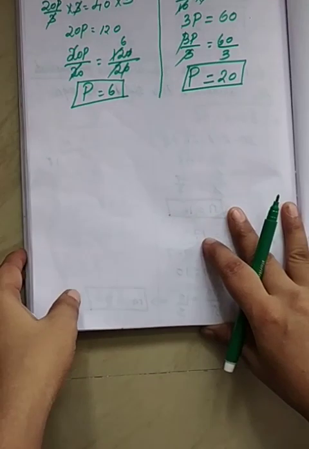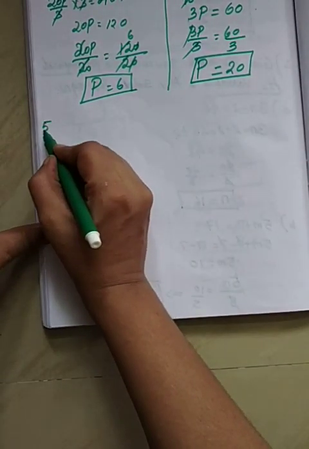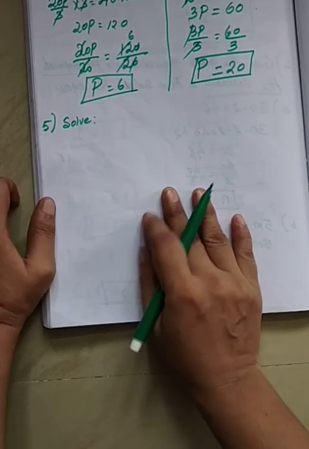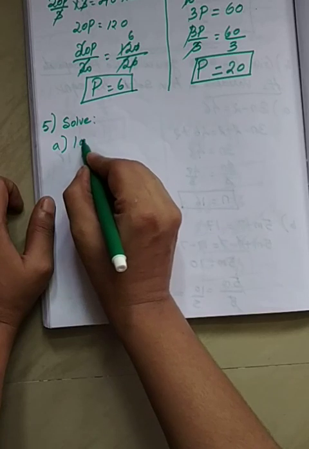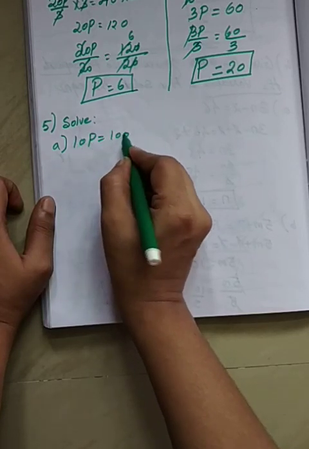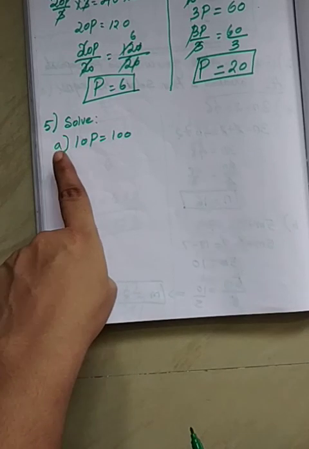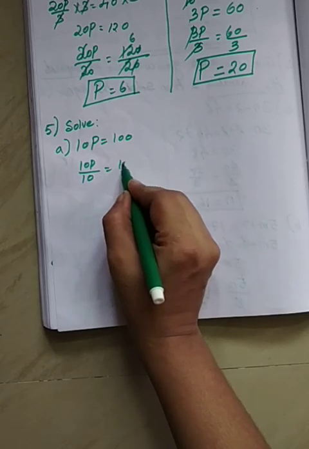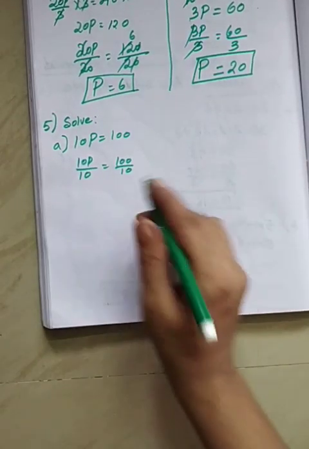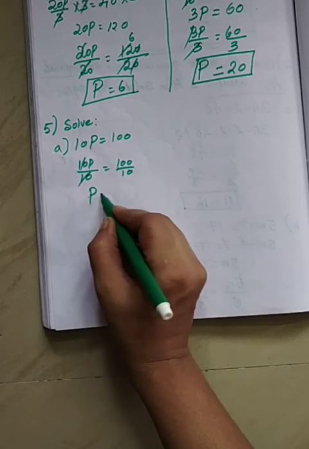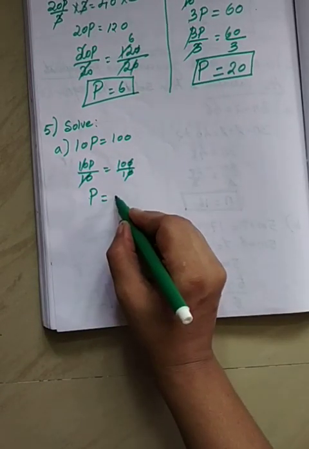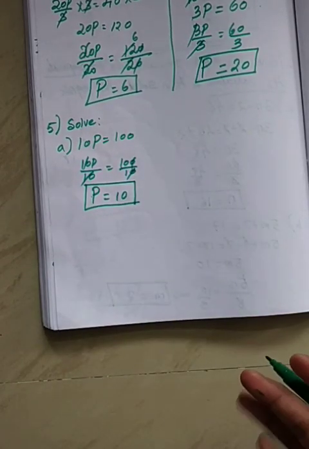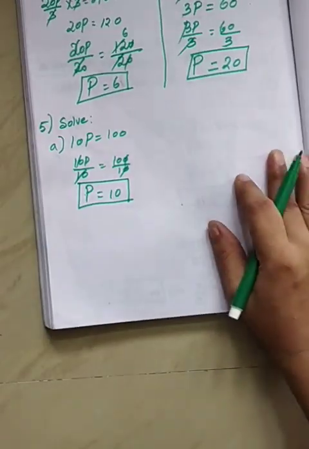See the next problem, fifth one. Solve the following equations. Solve the first one: 10p equal to 100. You can remove this 10. So what do you do? You divide by 10 on both sides. Now cancel the 10. So you will get p is equal to, cancel the 0, so p is equal to 10. Clear? Now you have to solve the next equation. Okay, see the next problem.